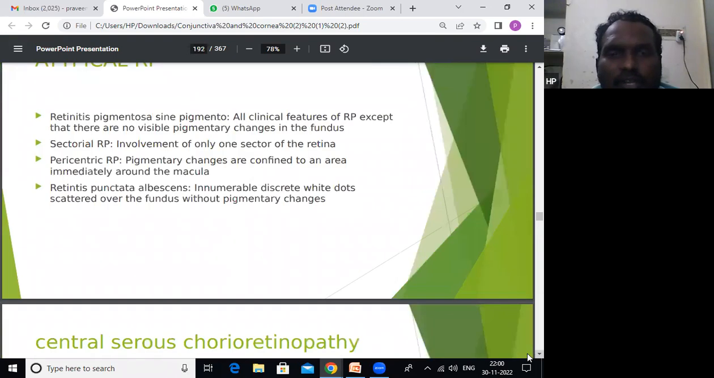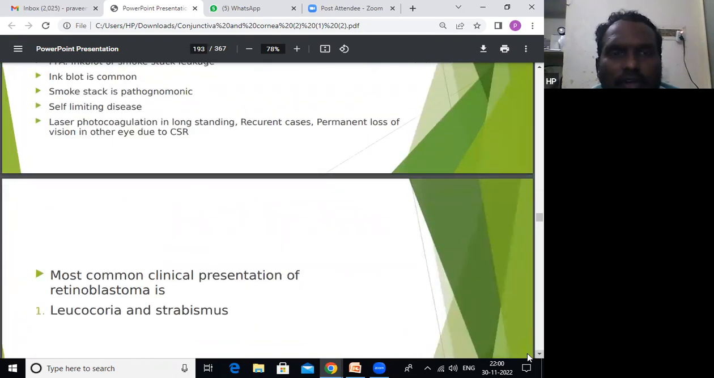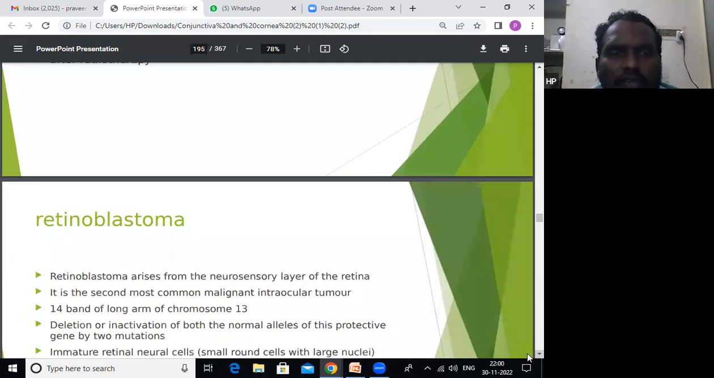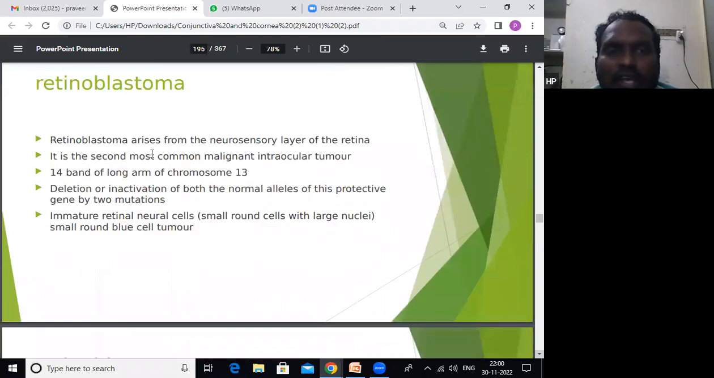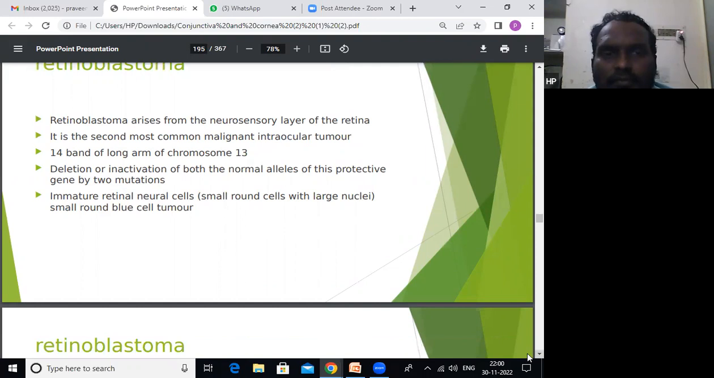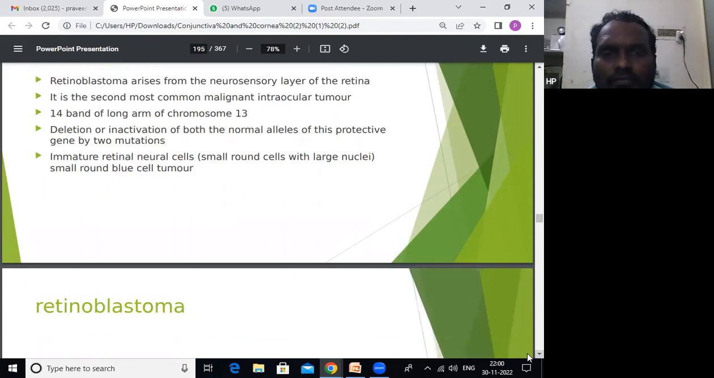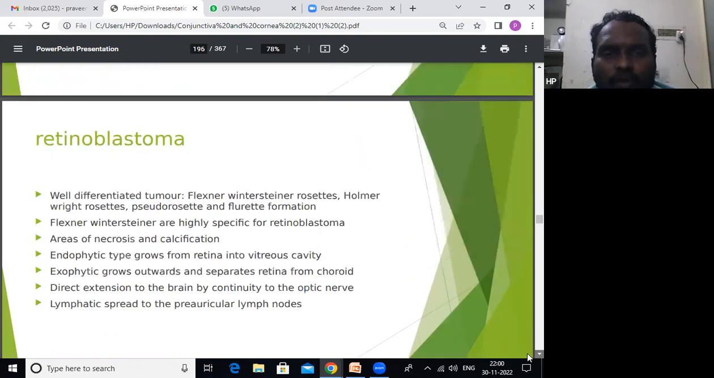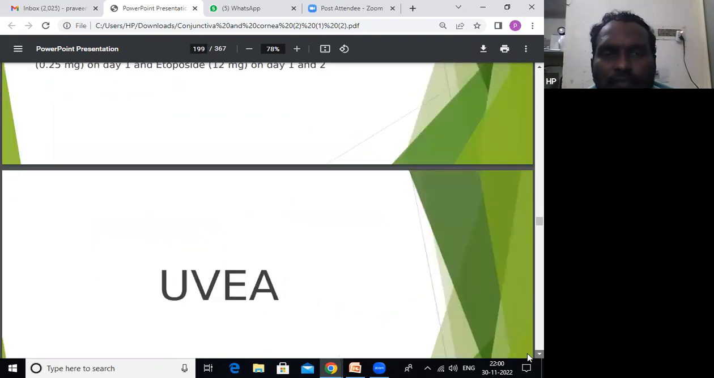I'm not going into the details of all this. Retinoblastoma. The most common question that is asked is, which is the chromosome which is responsible? The 14 band of the long arm of chromosome 13, that means 13q14. Retinoblastoma is the second most common malignant intraocular tumor. I'm not going into the treatment details of retinoblastoma.